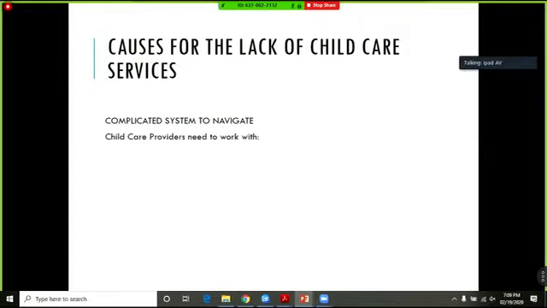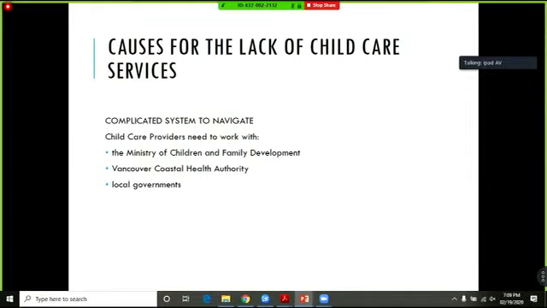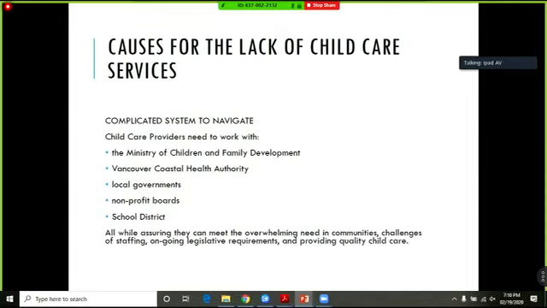What we heard from childcare providers is that they're having to work with a lot of different ministries and agencies. Just a quick snapshot of that: the Ministry of Children and Family Development is their key agency that they work with for funding. But they also have to work with Vancouver Coastal Health Authority for licensing requirements. They work with the local governments for bylaws and permitting. They work with nonprofit boards if they're a nonprofit organization. And they might also work with the school district, often for before and after school care, as they're looking at having that in schools. So there's a lot of different people that they're working with, a lot of different agencies, and all the while they're doing very challenging work.